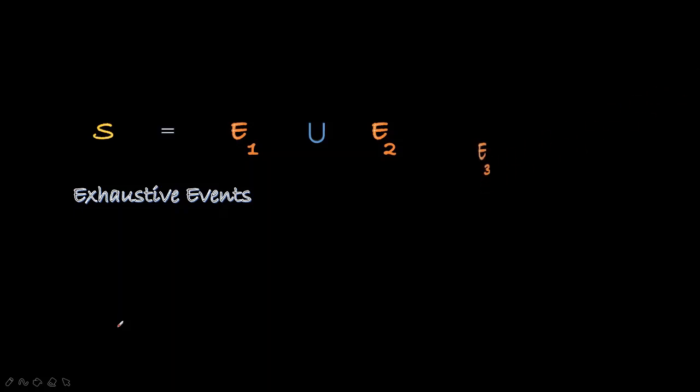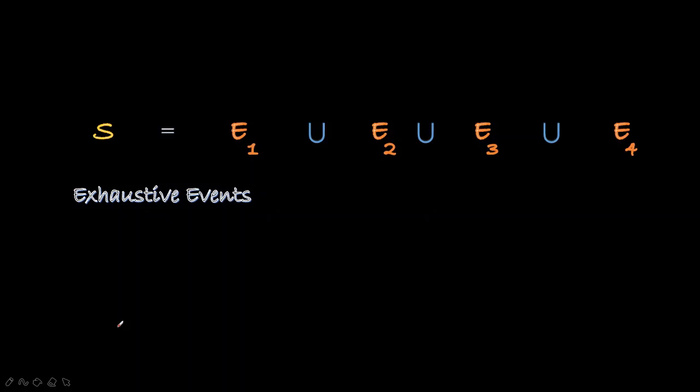You could have many events E3, E4, E5, E6. It could be many events, but the criterion is that when you do the union operation between all those events, however many you have, if the answer is exactly equal to the sample space, then those events are called exhaustive events.